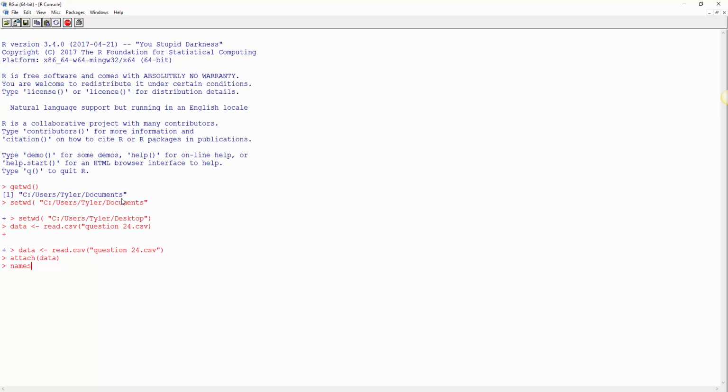And then I also like to do names of data. What this does is tell me what variables I have. So R reads the titles at the top.